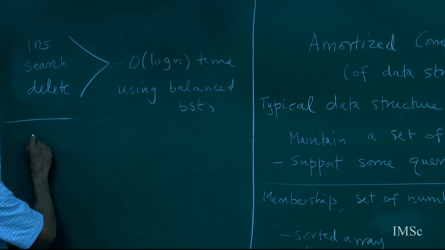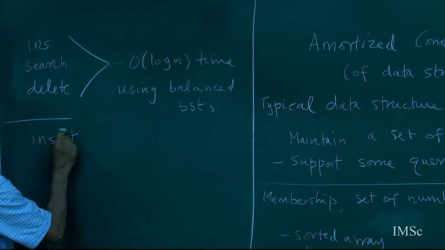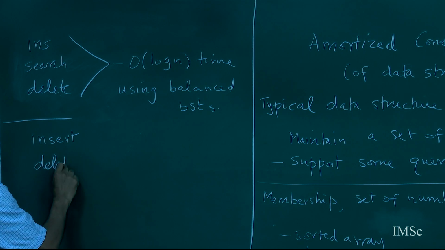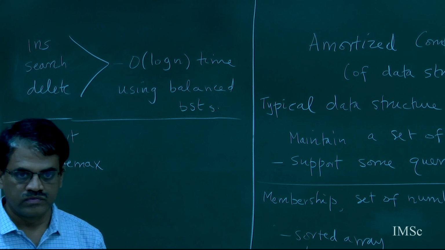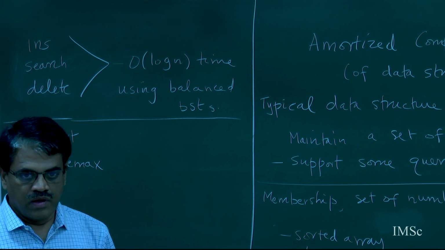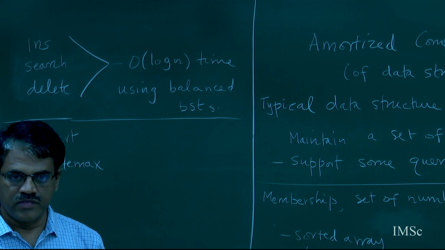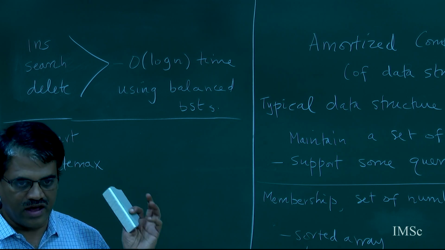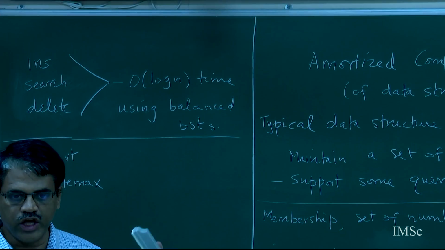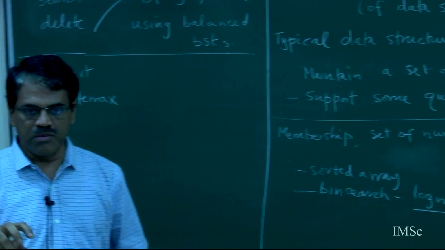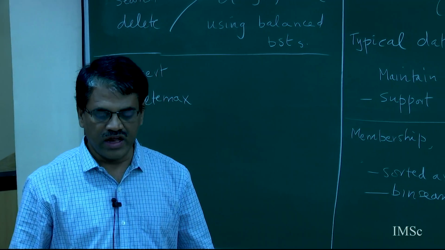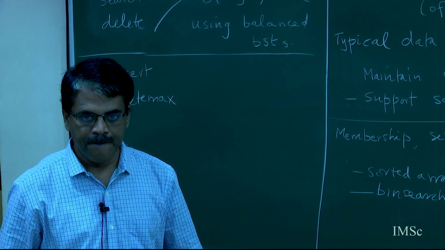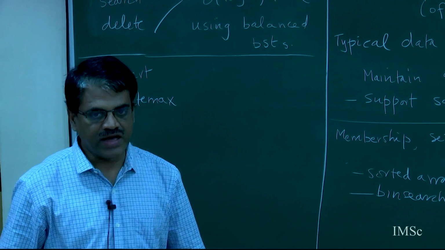Suppose I want to support only insert and delete max. What data structure would you use? I'm not searching for an element. All I care is, think of it like a queue, new elements are getting inserted, and the maximum element, the high priority element, is deleted. So what kind of data structure would you use? A max heap, right?